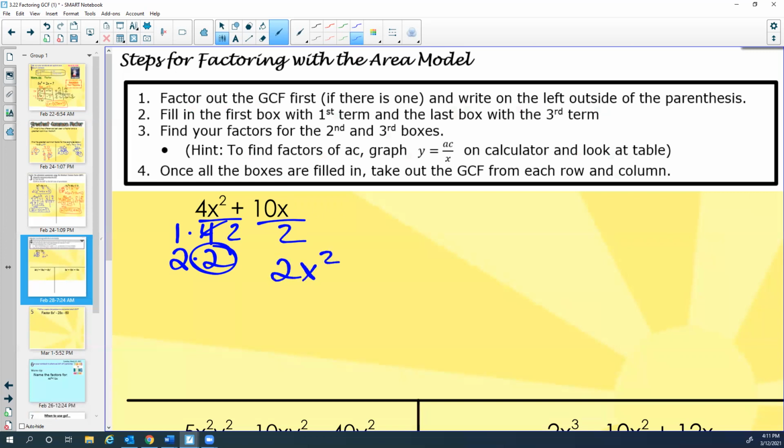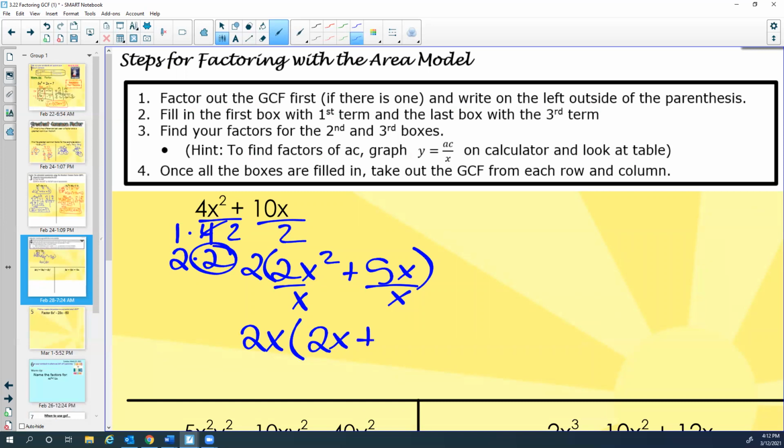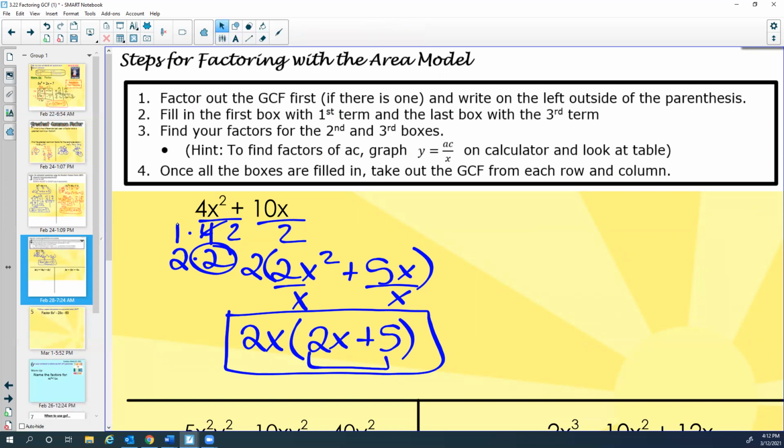2x squared plus 5x. But notice, they both still have an x in common. I can still divide out an x. So really, my greatest common factor is 2x. So on the inside, I would be left with 2x still plus 5. I'm going to go ahead and box that because that's my final answer. This part right here cannot be factored anymore. I'm only going to factor it if it has a square.